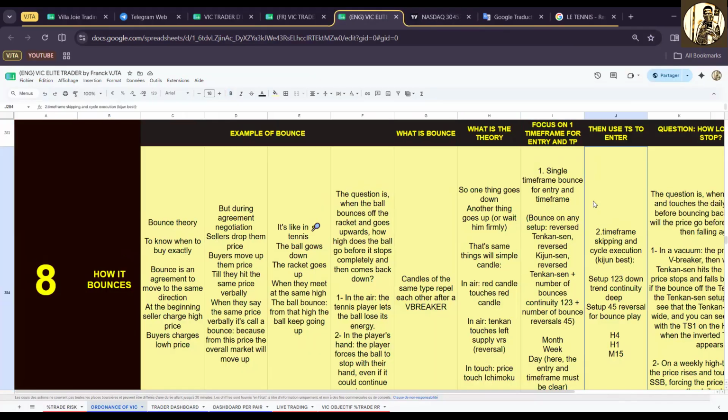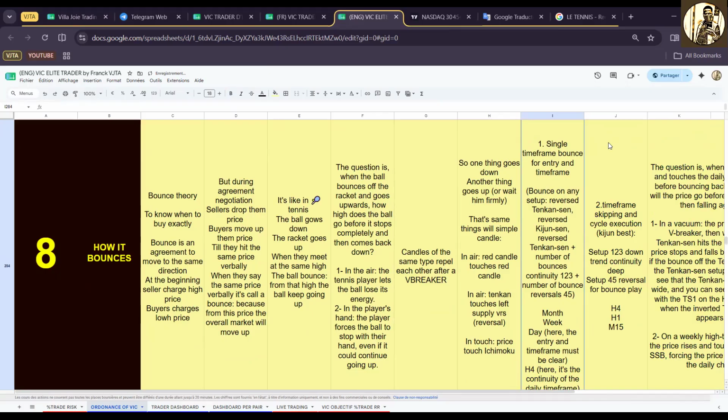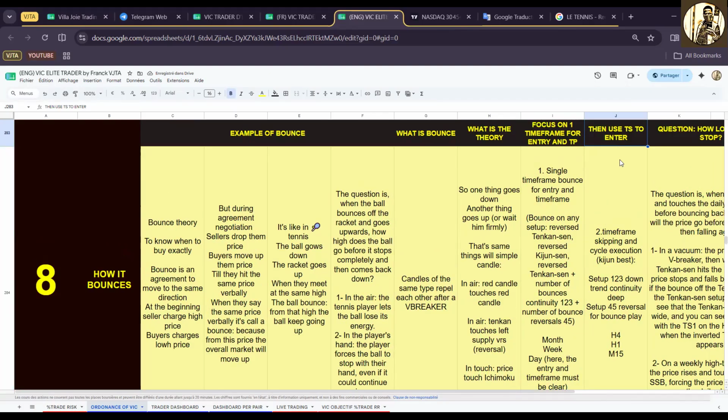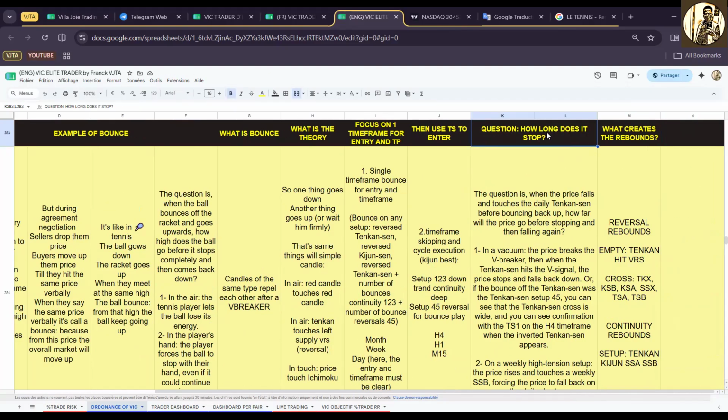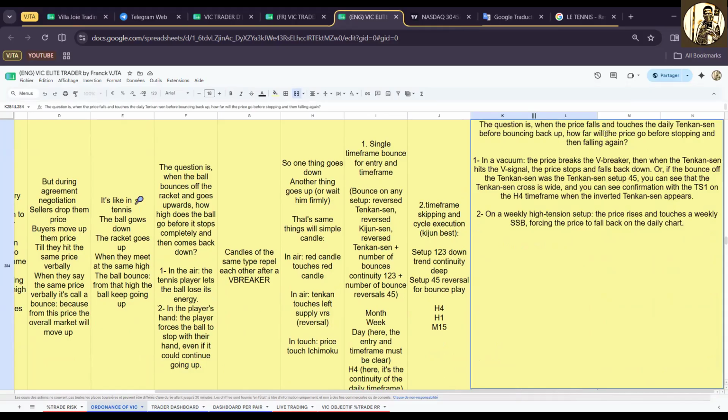So it's just to tell you to focus on one time frame. Now, I said here that you need to use the time frame skipping by two to enter. The question: how long does it go? Does it stop? The question is, when the price falls and touches the daily Tenkan before bouncing back up, how far does the price go before stopping and falling again?